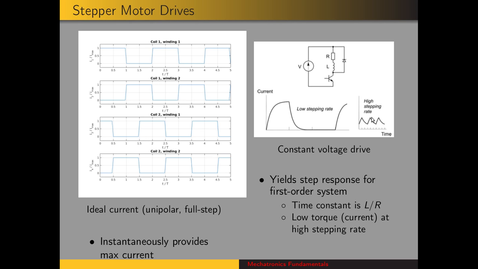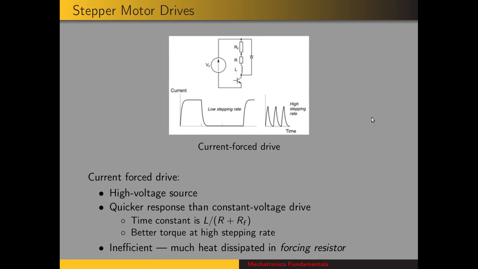So a drive that mitigates these problems is called the current force drive, where we have a high voltage source and we add a resistor in series with the winding, and that's called the forcing resistor, with value RF. So this drive has a quicker response than the constant voltage drive. It gets up to the maximum current more quickly, and it drops back down to zero current more quickly. So the time constant here is L over R plus RF.